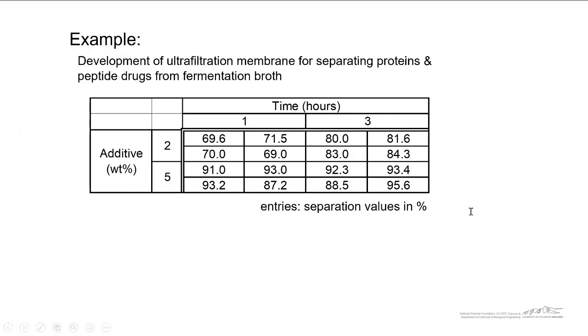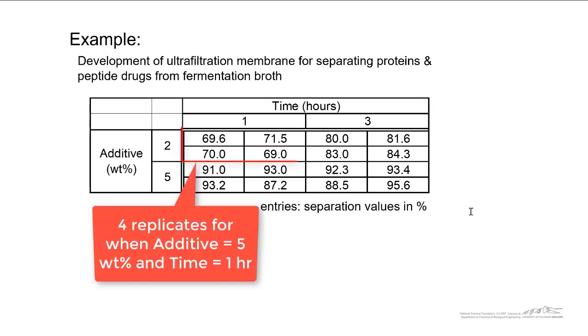So let's talk about two-way ANOVA. In two-way ANOVA, we're looking for significance of two different treatments. Here we have an example of a development of an ultrafiltration membrane for separating proteins and peptide drugs from a fermentation broth. We have additive as one of our treatments. We're looking at two different percentages, 2% and 5%. And we also have a second treatment, that's time, whether or not we allow this separation to go 1 hour or 3 hours. For each of the combinations of additive weight percent and time, we've taken four different replicates.